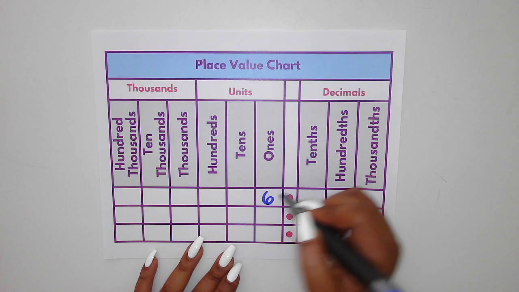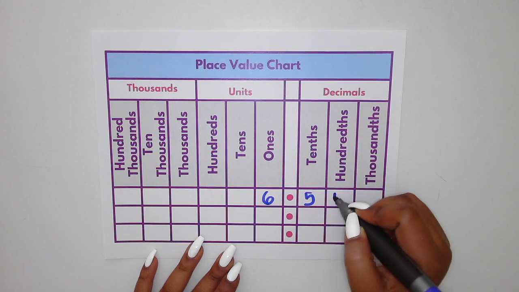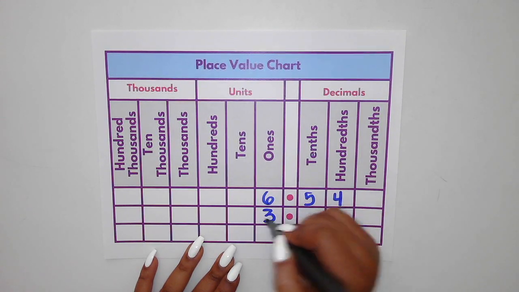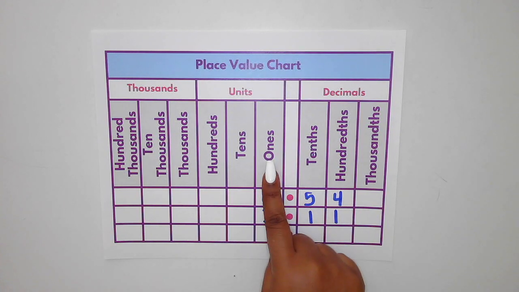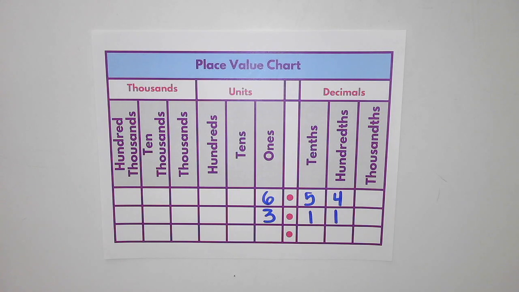Just like with whole numbers, when you compare, start with the greatest place values for each number. The greatest place value for both numbers is the ones place. The number 6 and 54 hundredths has 6 ones, and the number 3 and 11 hundredths has 3 ones. The number 6 and 54 hundredths has more ones than the number 3 and 11 hundredths.